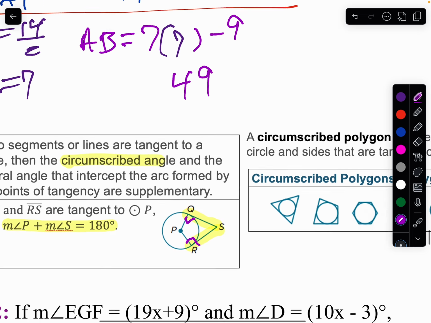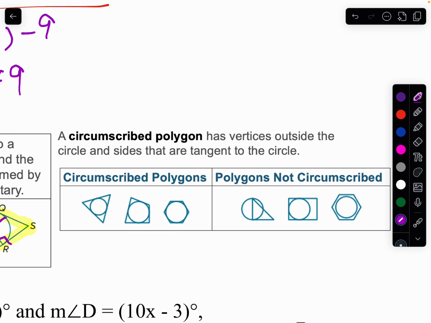a circle. A circumscribed polygon is a polygon that goes around the circle on the outside and it touches each side. So notice I've got three examples here of circumscribed. I've got some examples not circumscribed because the first one, that's not tangent. In the second one, notice it's not tangent, doesn't touch there. And in the last one, it's not quite circumscribed because it doesn't touch the circle. They got to be tangent to all the sides.